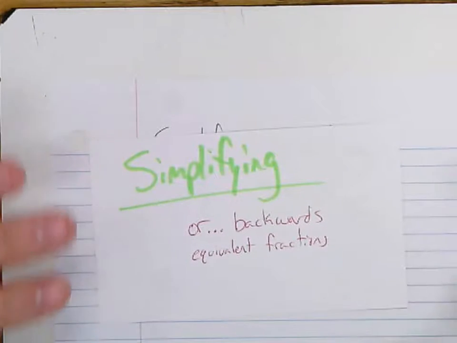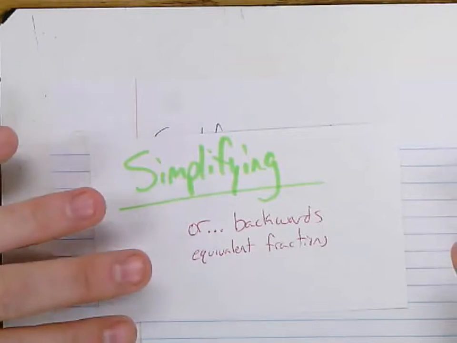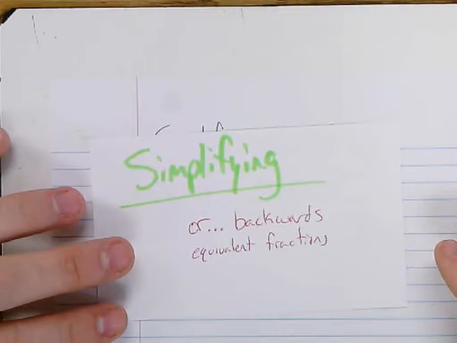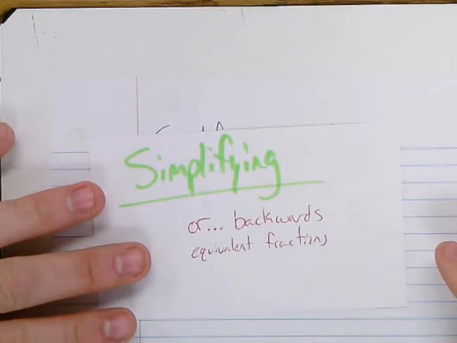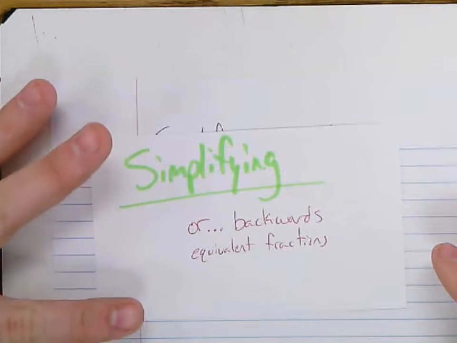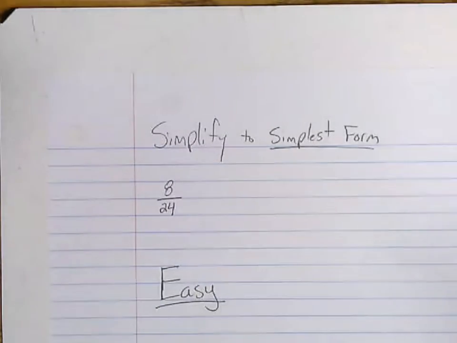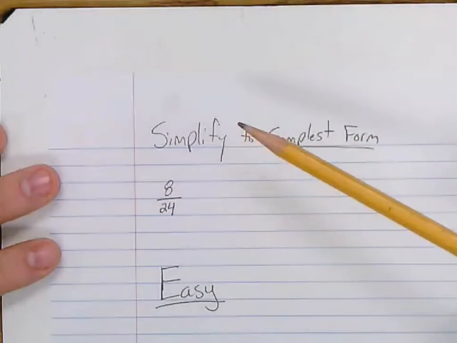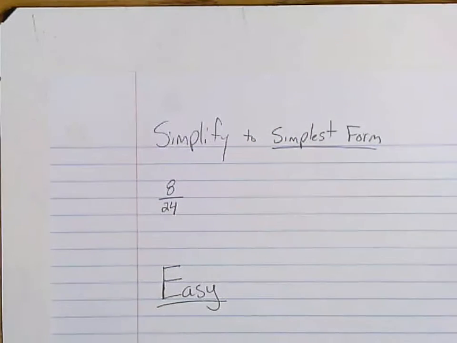I won't say challenging. It's a little bit different because you can't divide by any number you want, but you can multiply by any number you want. And by number, I mean fractional form of 1. Let's see what simplifying looks like. So typically, you will get a question that says simplify to simplest form, or what is 8/24 in simplest form.